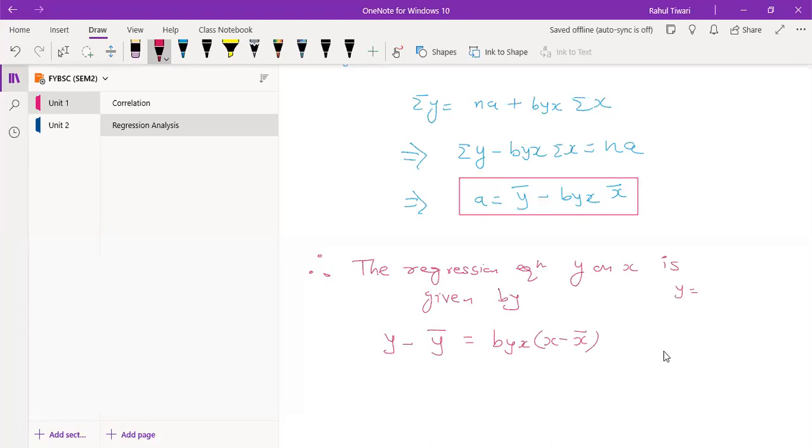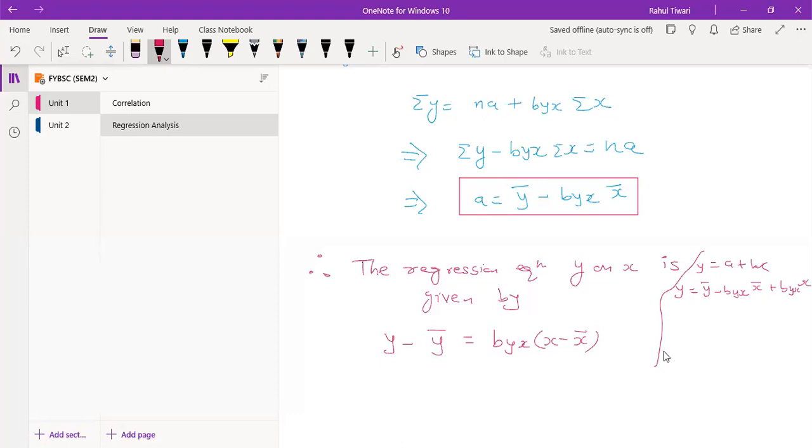So many X, I have written here. What is the value of Y? A plus B X, no? Y is equal to A plus B X. Okay, so Y will be as it is. What is your A? A will be Y bar minus B times X bar, plus B X. And you got B also, right? So B is nothing but B Y X.